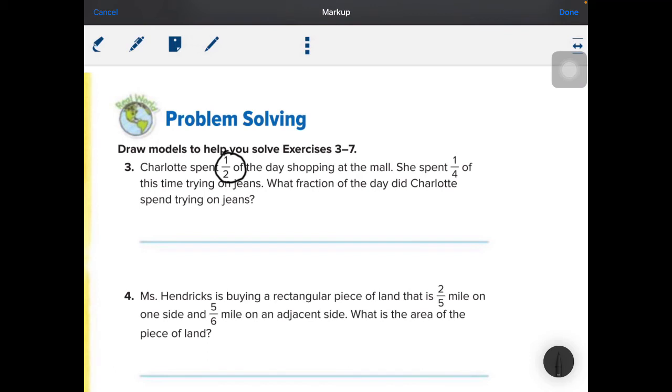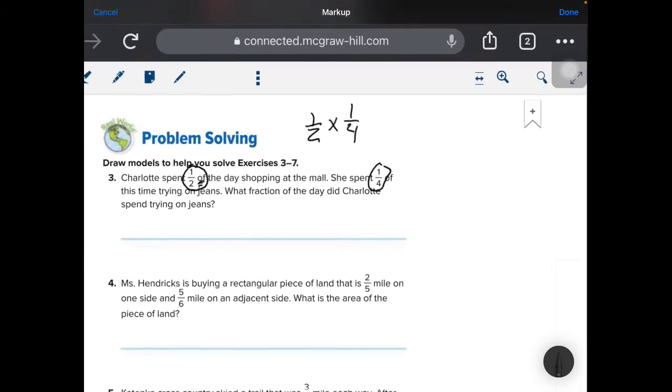Charlotte spent half of the day, that usually means times, of means times, shopping at the mall. She spent 1/4 of this time trying on jeans. What fraction of the day did Charlotte spend trying on jeans? So we have 1/2, and then we have this little "of", which is our clue that it is multiplication, and then 1/4.